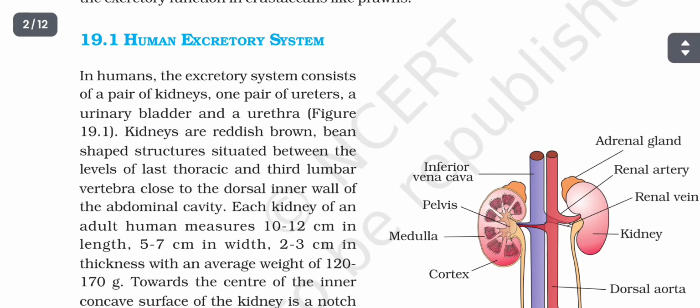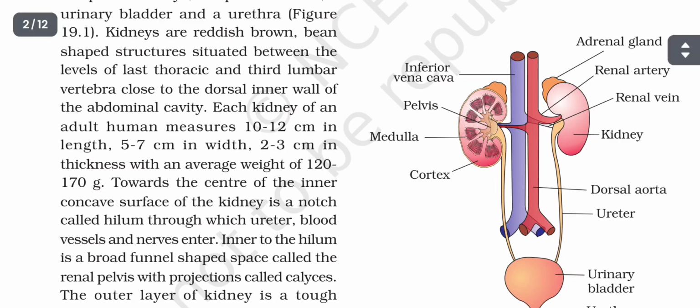Human excretory system. In humans, the excretory system consists of a pair of kidneys, one pair of ureters, a urinary bladder, and a urethra. Kidneys are reddish brown, bean-shaped structures situated between the levels of the last thoracic and third lumbar vertebra close to the dorsal inner wall of the abdominal cavity. Each kidney of an adult human measures 10 to 12 cm in length, 5 to 7 cm in width, 2 to 3 cm in thickness with an average weight of 120 to 170 gram.